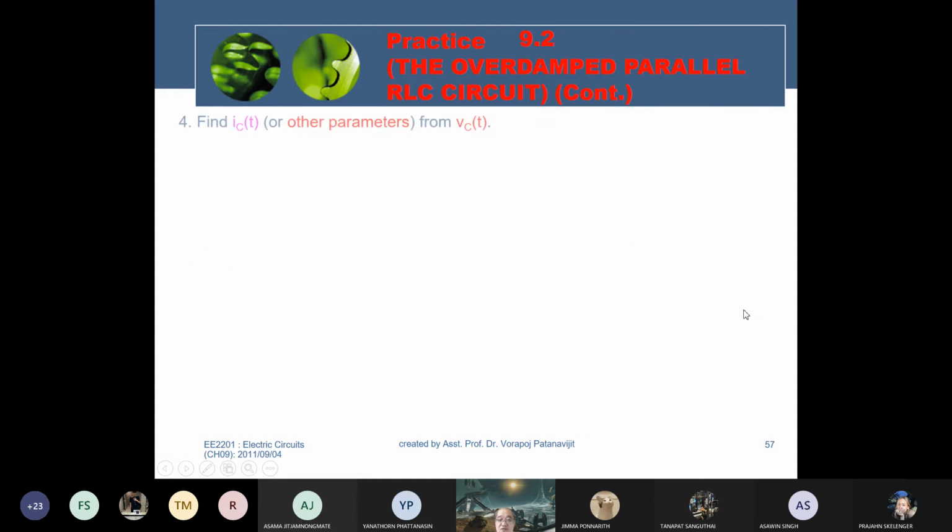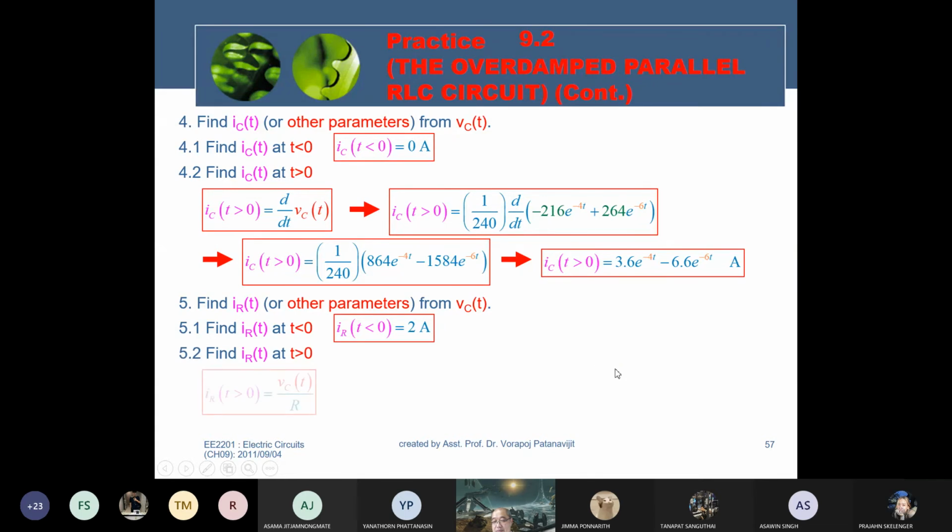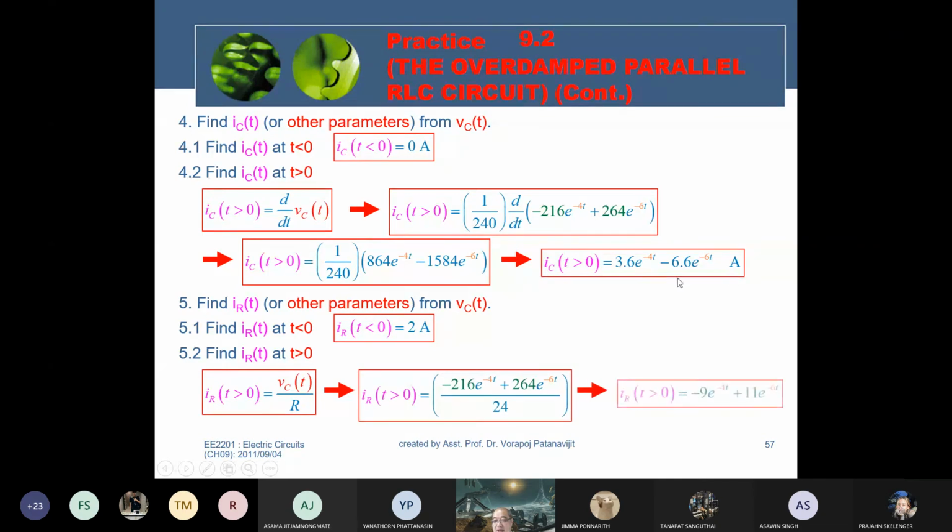For the other parameters, IC for time greater than 0, you get from the previous step: IC equals C dV/dt, which gives you this expression here. And IR for time greater than 0, we derive in terms of VC, because the voltage across the resistor equals VC, the capacitance voltage. Therefore, IR equals VC divided by R. VC you get from the first step. Now R equals 24, and you get IR here.